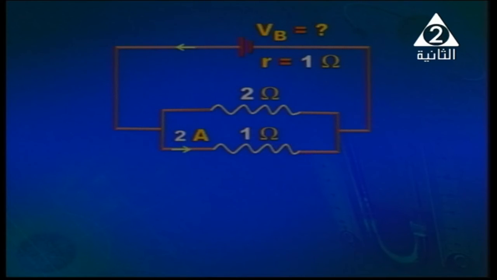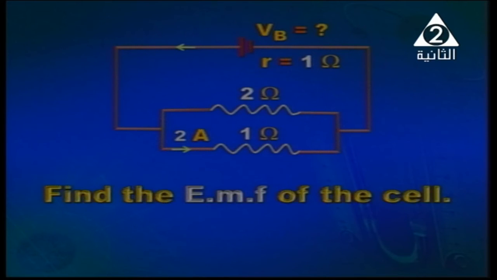Another problem. We've got a circuit. It consists of a battery, but the value of the battery's EMF is unknown. Internal resistance is given to be equal to 1 ohm. We've got a resistance of 2 ohm connected in parallel to 1 ohm. Current through the 1 ohm resistor is equal to 2 amperes. We want to calculate the EMF of the cell.